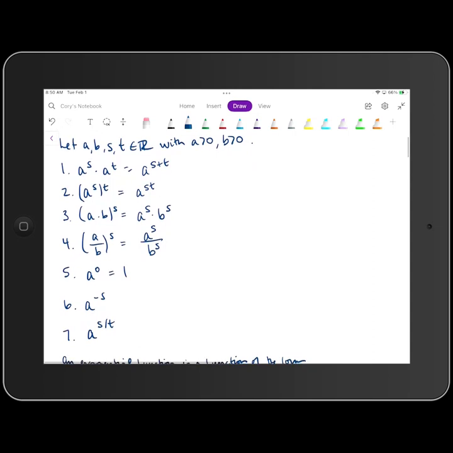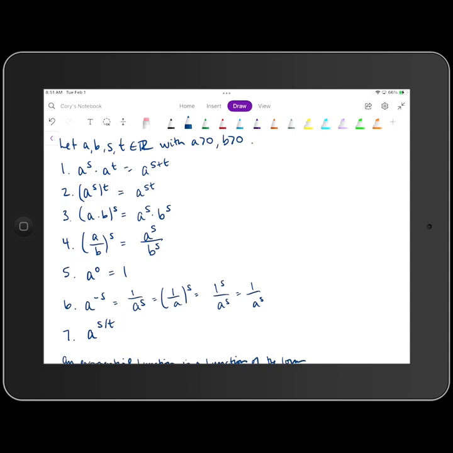For property 6, if we have a raised to the negative s power, you can write that one of two ways. You can write it as 1 over a to the s power, or you can take the reciprocal of the base, 1 over a, and raise that result to the s power, which is like saying 1 to the s power over a to the s power, and 1 to the s power is just 1. So again, that's equivalent to 1 over a raised to the s power.